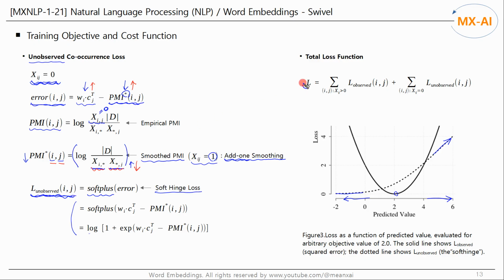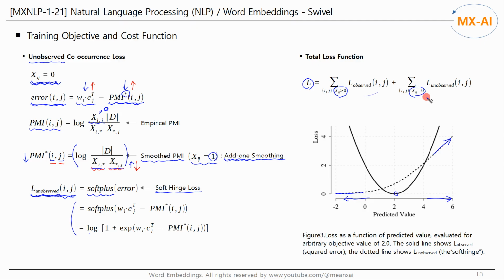We can now combine these two loss terms as follows. The total Swivel objective is the sum of the losses for observed and unobserved co-occurrences. For observed pairs, the model learns to match the empirical PMI. For unobserved pairs, the model learns to avoid predicting an excessively strong association. So these two loss functions work together to form one unified objective. This is how Swivel turns the idea of noticing what's missing into an actual mathematical objective.